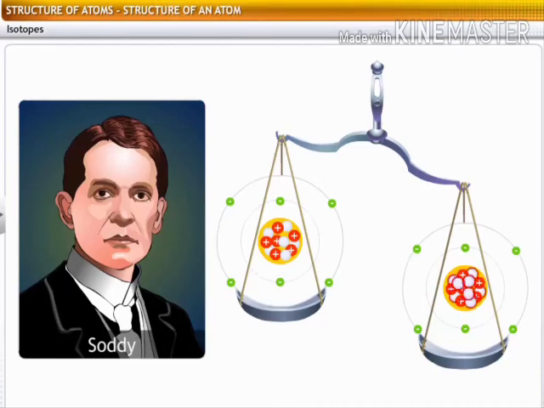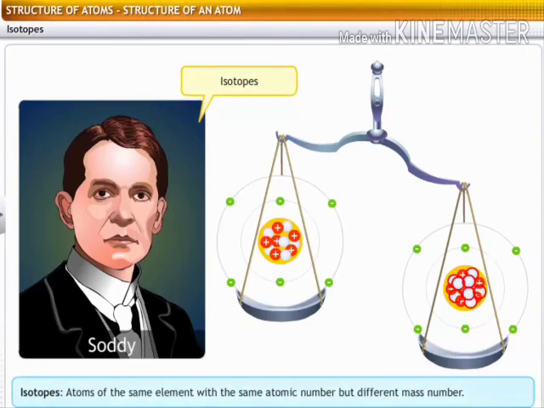The higher mass is due to the presence of extra neutrons. Soddy called the elements with the same atomic number and different mass number isotopes, Greek meaning same place. Thus, isotopes are atoms of the same element with the same atomic number but a different atomic mass. The valency of isotopes is the same. Isotopes of the same element differ in their physical properties.